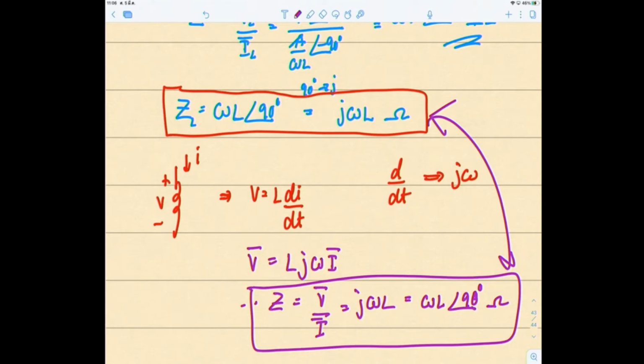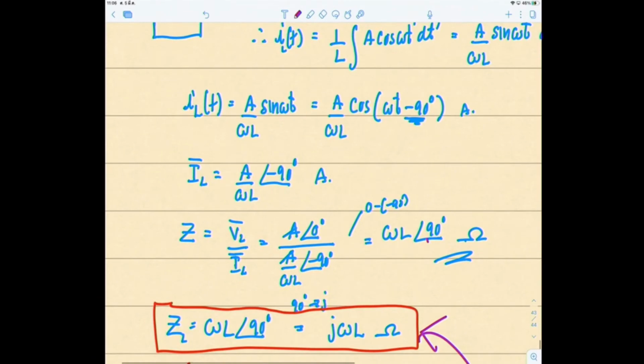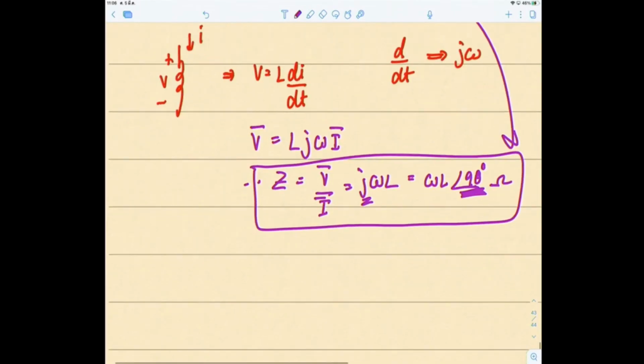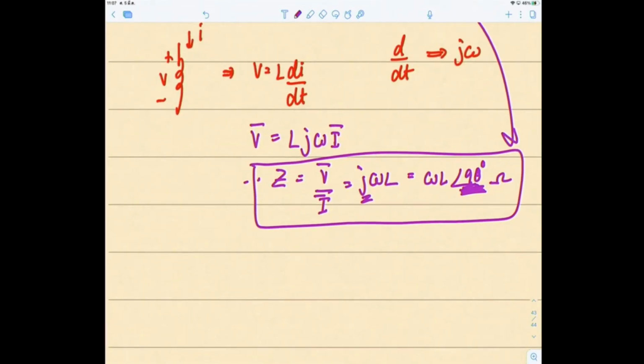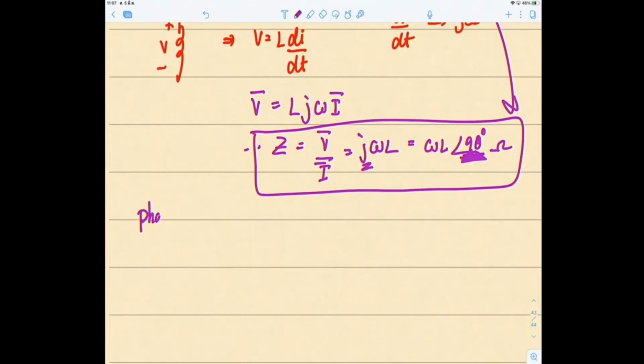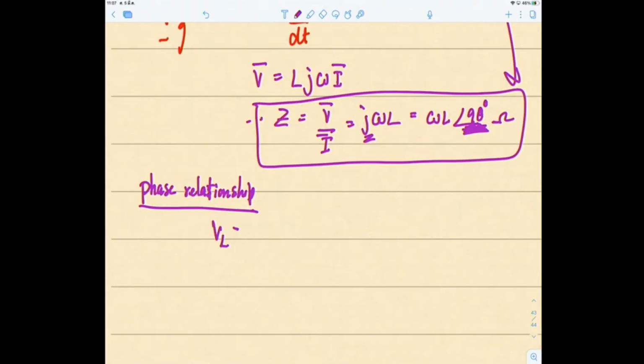Okay, so what does this 90 degrees mean? For a resistor, there's no 90 degrees. It's 0. ZR is the same as R. But for the inductor, there's a 90 degrees angle. So what does it mean? I'm going to show you right now. Let's look at the phase relationship. You have VL equal to L dIL by dt. This is the formula.